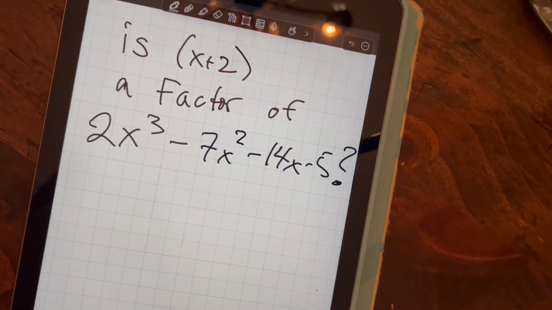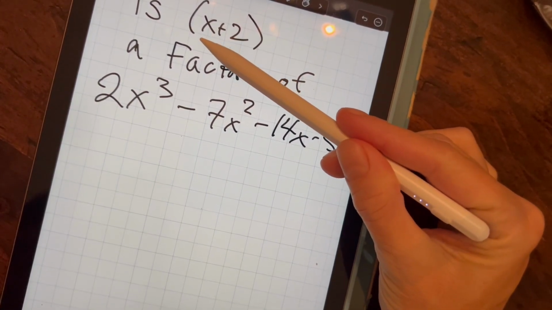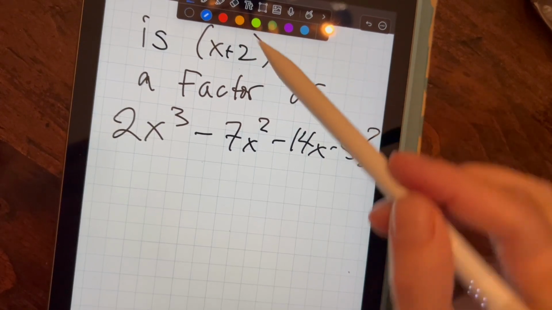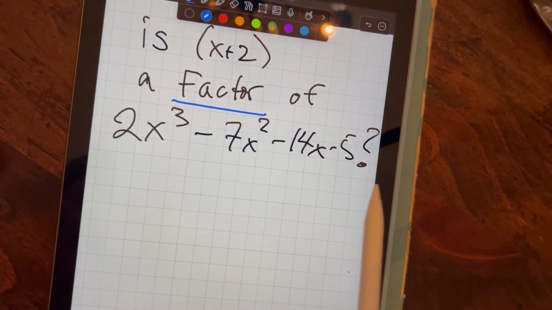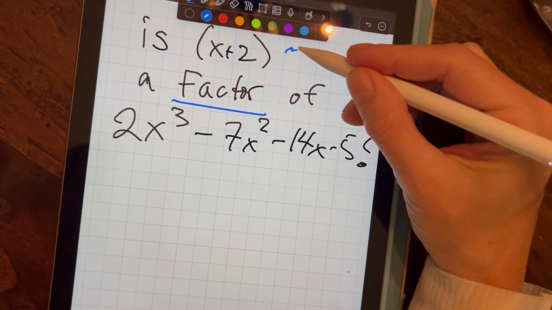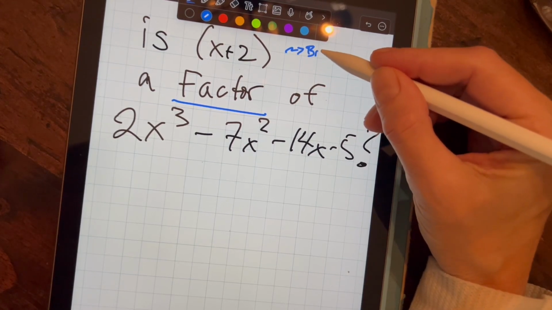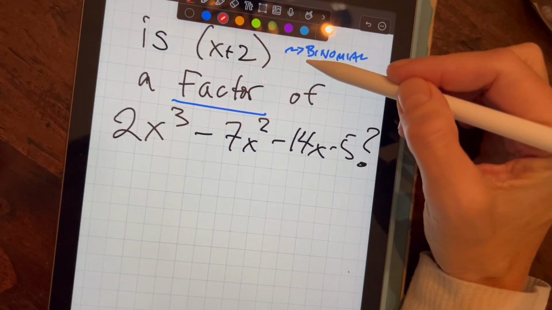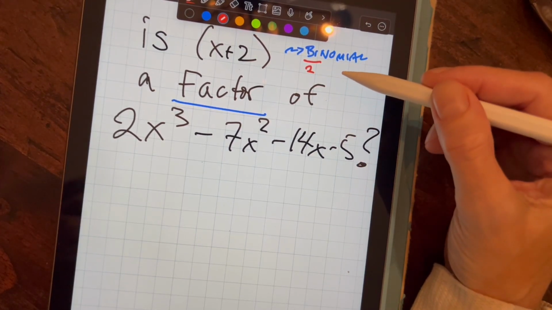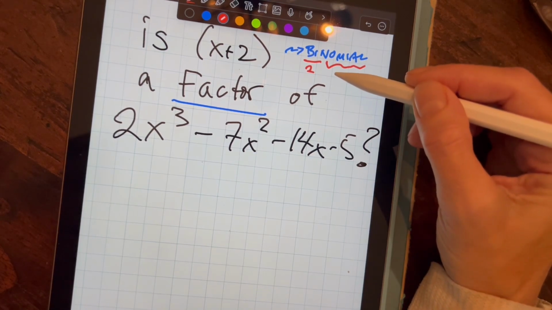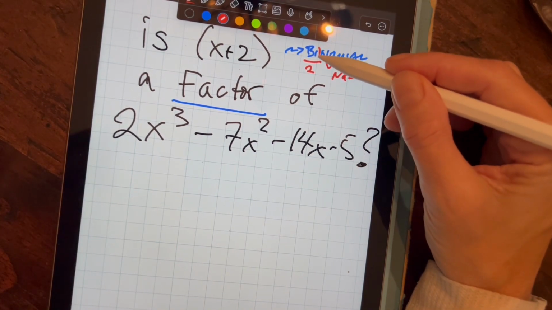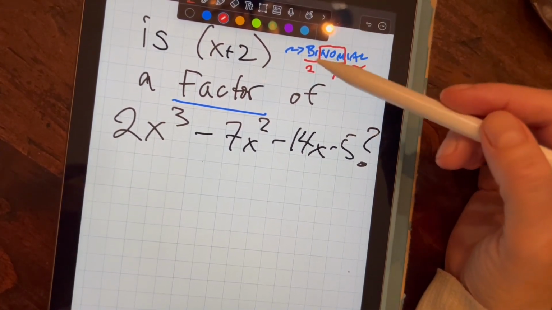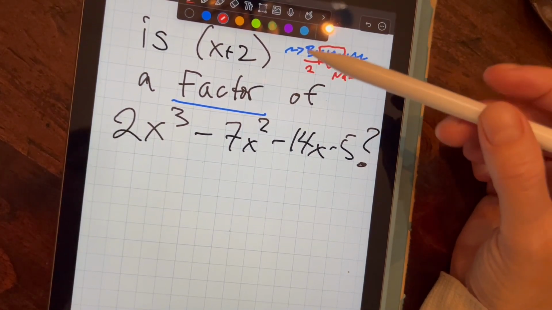Straightforward one. The question is: is x plus 2 a factor of this polynomial? Okay, so this is a binomial. Bi meaning two. We talked about nomials. Nome is the name. A name is like the term.